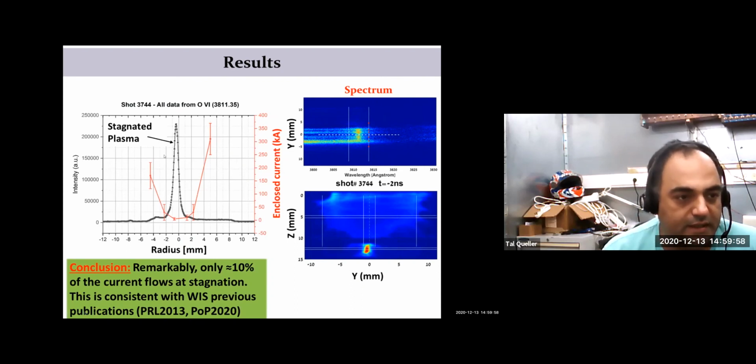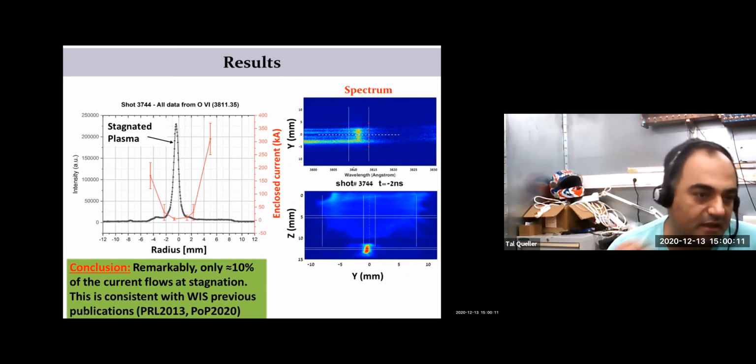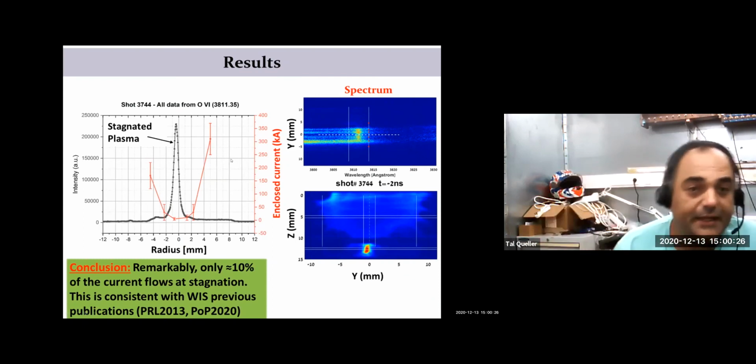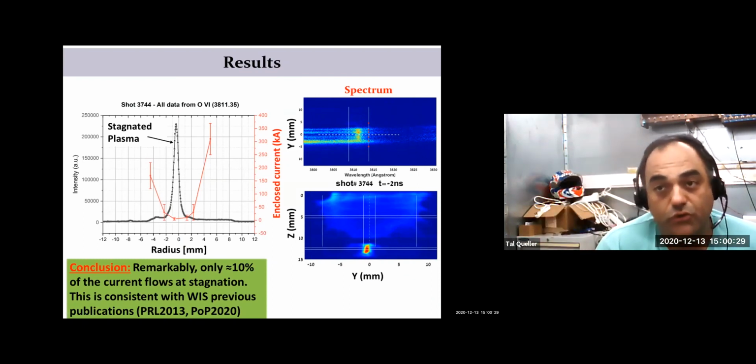And as you can see here, this is the stagnated plasma, as you can see also in the filtered imaging. And this is the current, and we're talking about 2 nanoseconds before stagnation. And still, almost 80% of the current lies outside of the main plasma column, and less than 10% is actually flowing in the stagnated plasma. Now we can be sure.